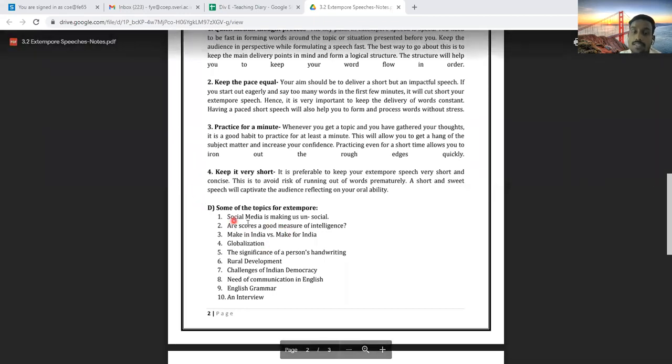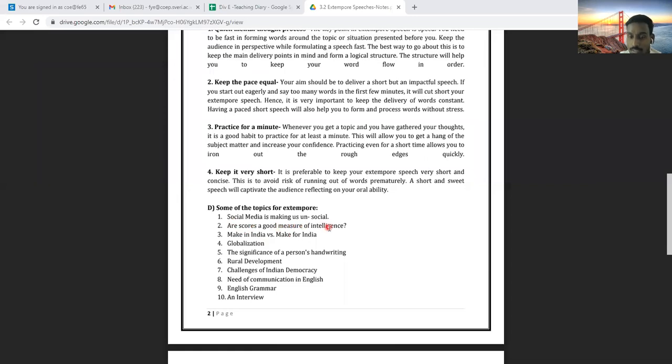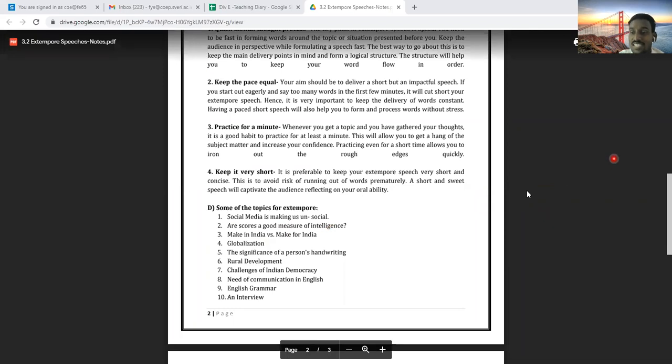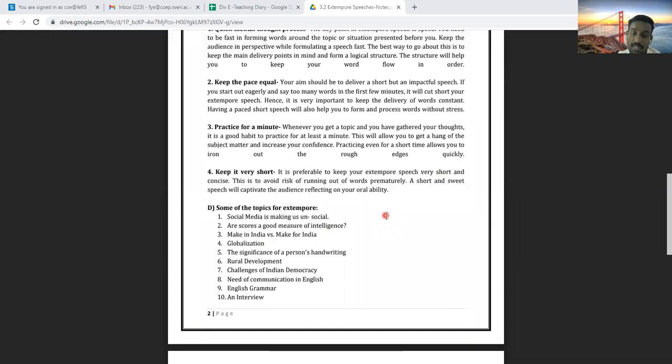So the first topic is social media is making us unsocial. Immediately it strikes us how these days social media is making us unsocial, which means we have to focus on the disadvantages of social media. How are people misusing it, and what happens because of social media? All these points you people have to immediately consider and start making your opinions, start thinking of your own examples that you can give, and make this speech maybe for 3 to 5 minutes.